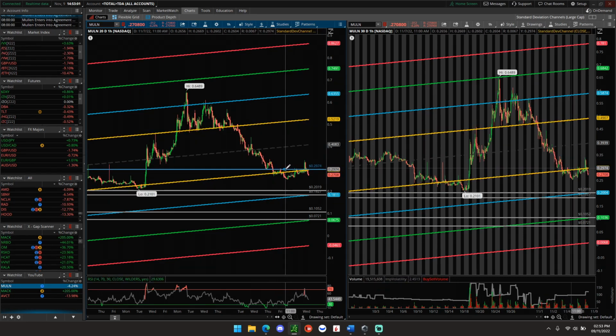So again, we do have levels at around 30 cents. This is our first deviation on both the 20 and 30-day chart.